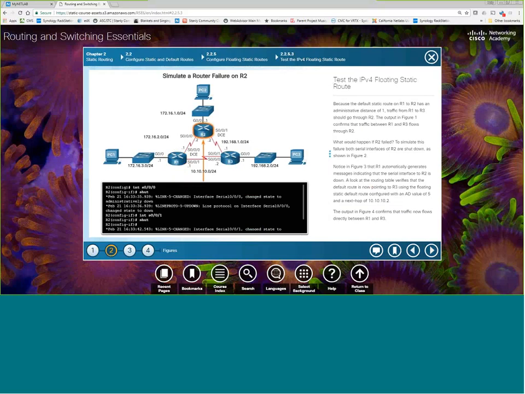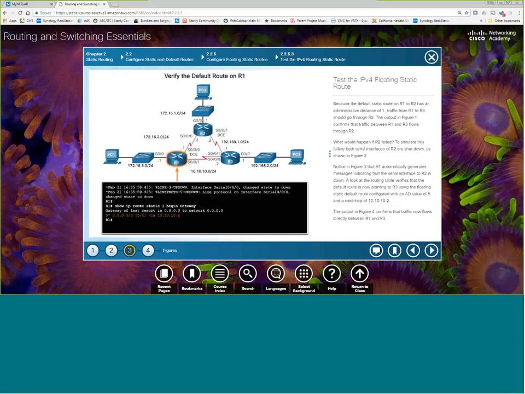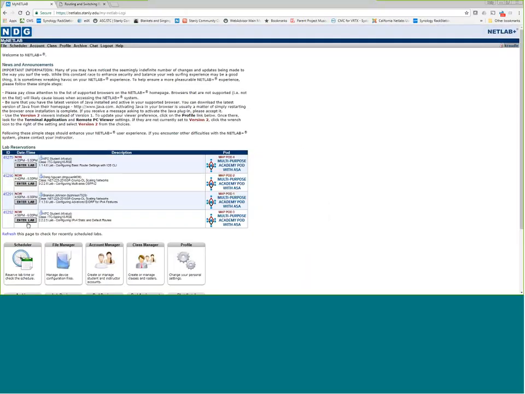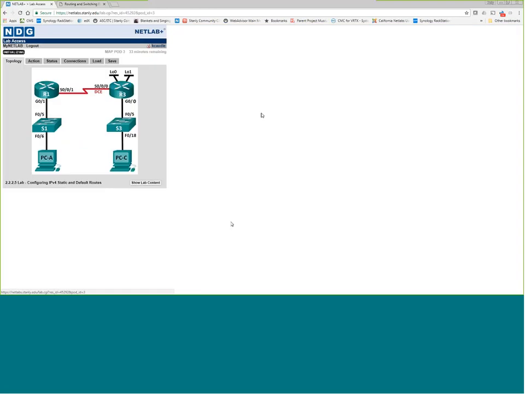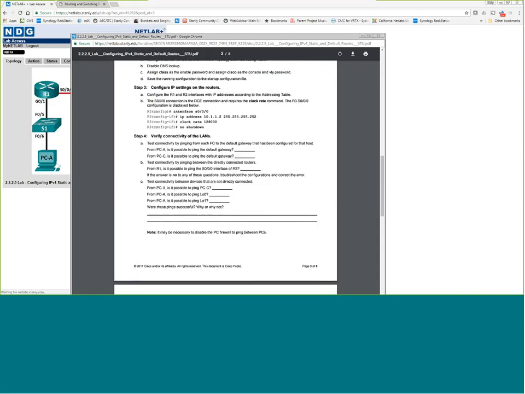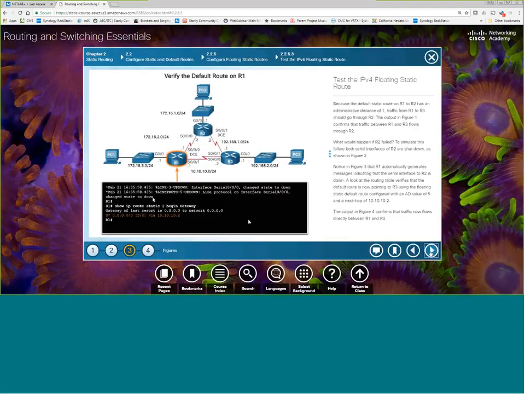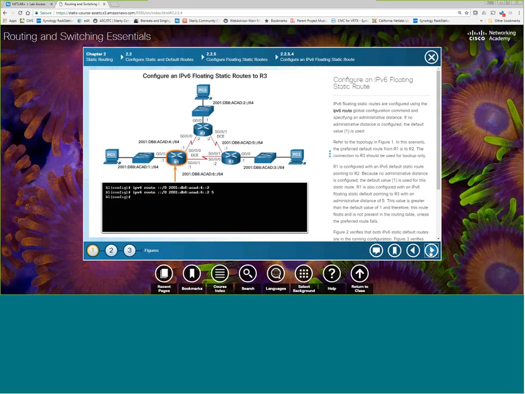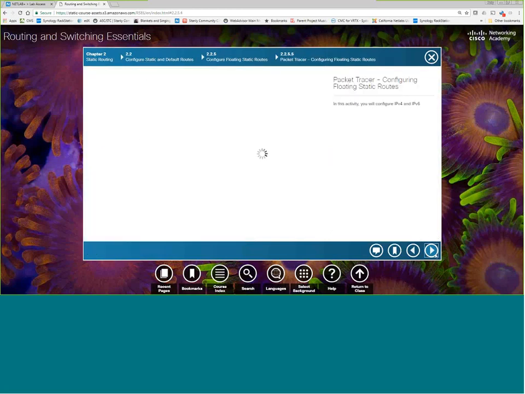You're doing a trace route, you shut down this interface, and then you can see that it actually starts going the opposite way, via 10.10.10.2, if I'm not mistaken. We don't do that in this particular lab, but you may do it in a lab down the road. Okay. Same thing with V6, no different. Just put a different administrative distance.